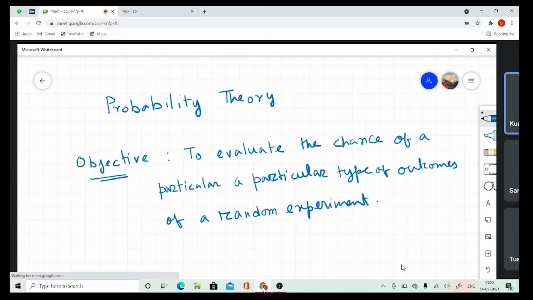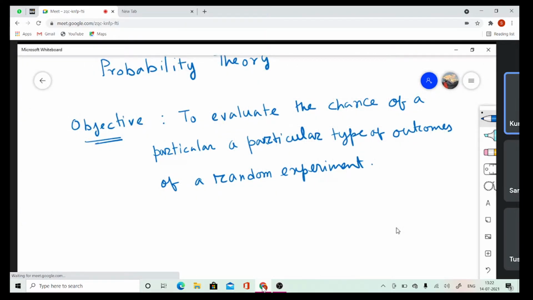Now, the problem is how we do this evaluation. We have several evaluation methods in probability theory, and today I will start with a very simple definition of probability. It's the simplest method to calculate probability, and we call it classical probability. So what is the classical probability?